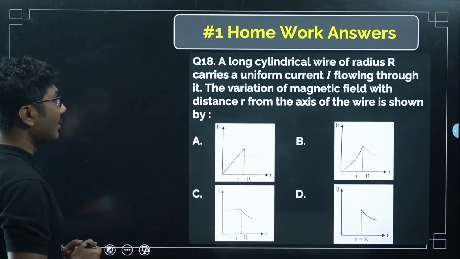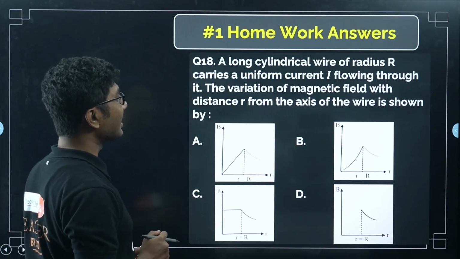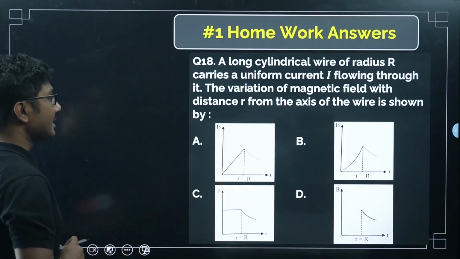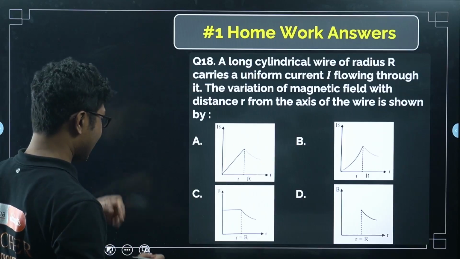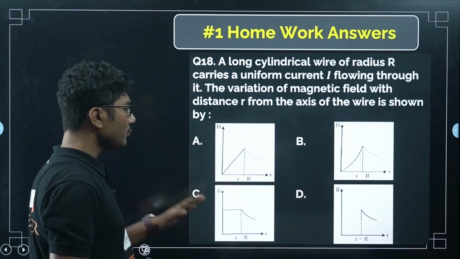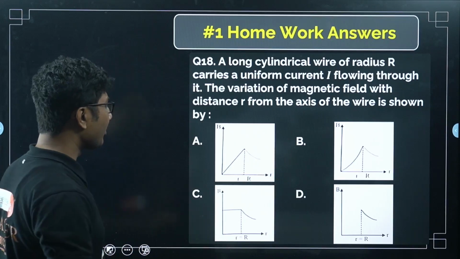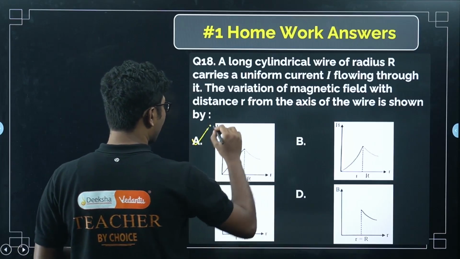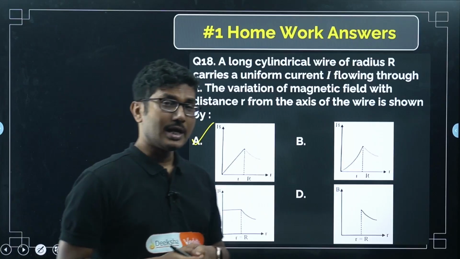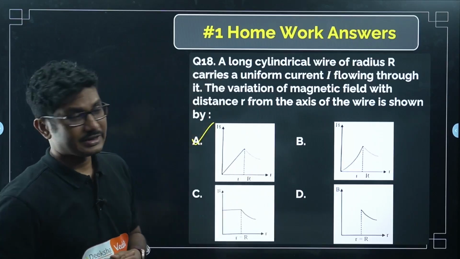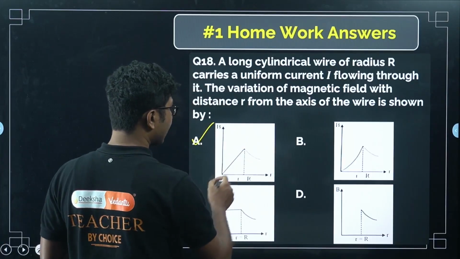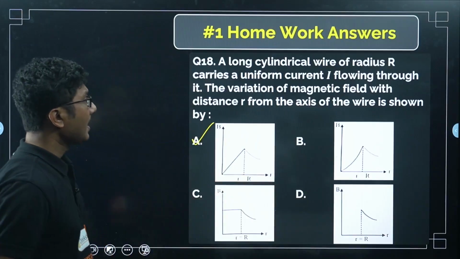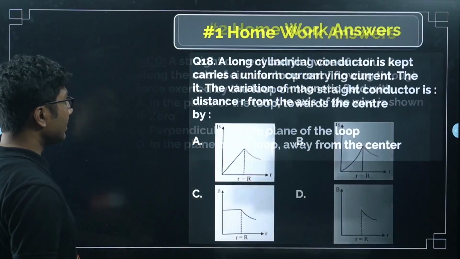A long cylindrical wire of radius r carries a uniform current I flowing through it. The variation of magnetic field with distance from the axis of the wire is as shown. So yesterday I discussed this problem while discussing the theory. So from there the correct option is option A. If you have not yet seen yesterday's video, please go and check it. There I have said why this is correct and why these are not correct. So, a simple question, only theory based.